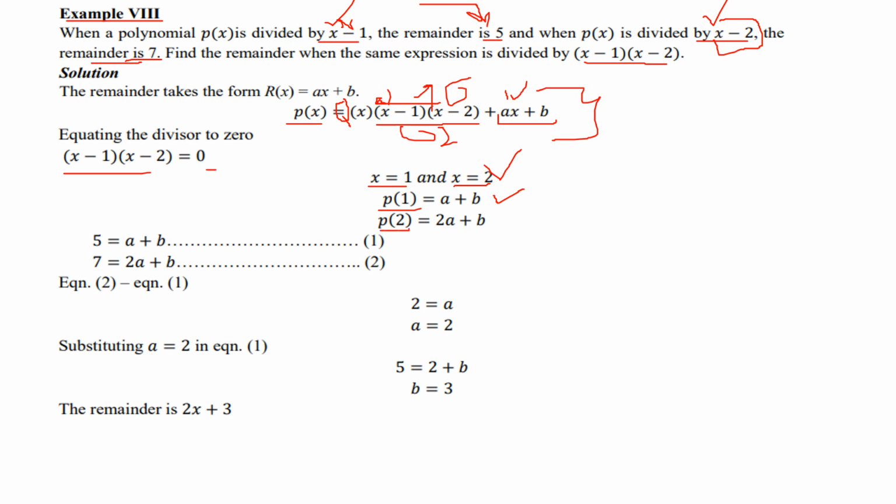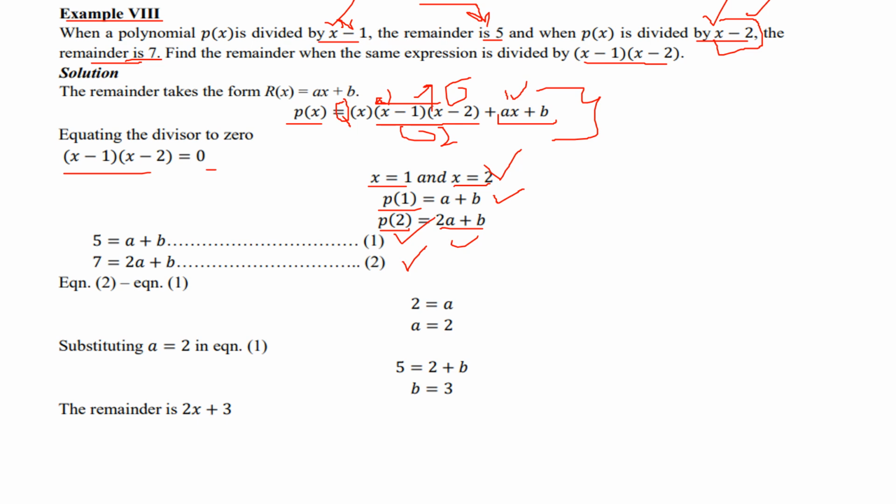So polynomial f of 2 is equal to 2a plus b. But you are being told that whenever you use this factor, you have your x equals 2 and the remainder is going to be equal to 7. That's why these expressions are present, like I explained in the previous example.